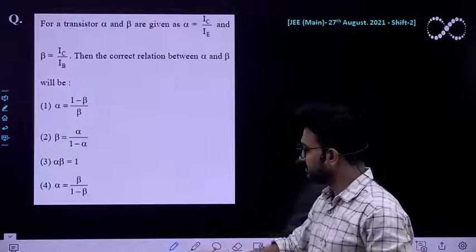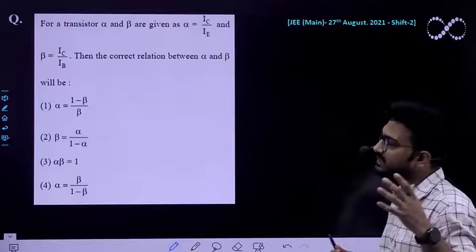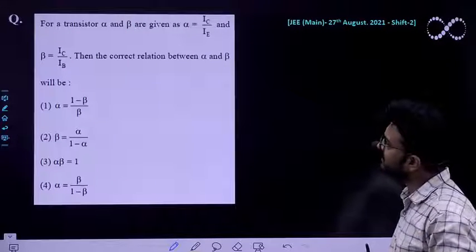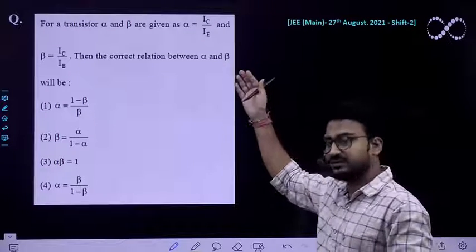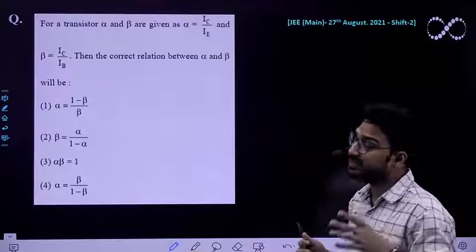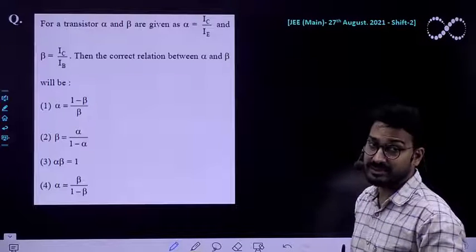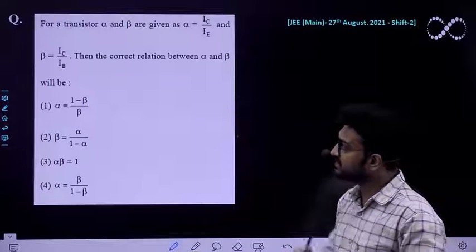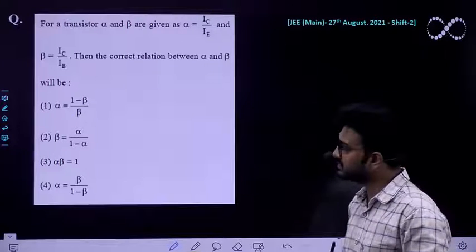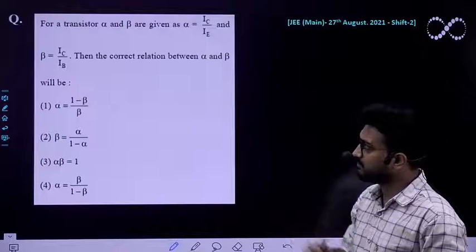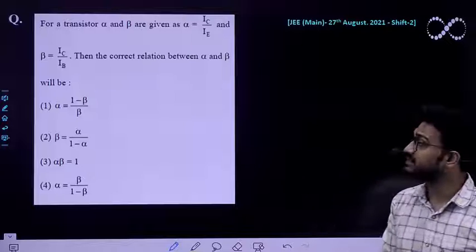The question says: for a transistor, alpha and beta, which are the current gains, are given as IC by IE is alpha. So alpha is the ratio of collector current to the emitter current, which is a current gain when common base configuration has been taken, and beta is again a current gain, which is the ratio of collector current to the base current. This expression comes only when the common emitter configuration has been taken.